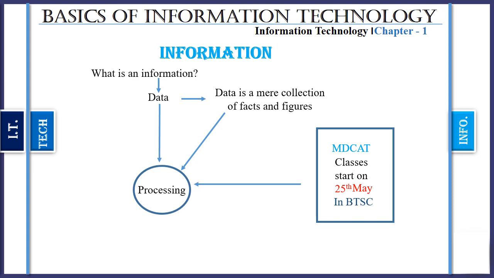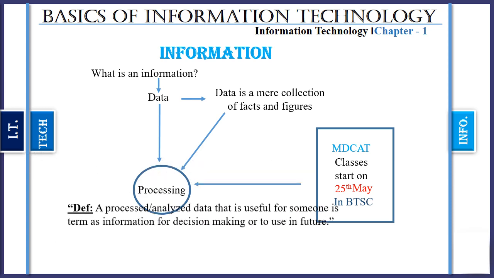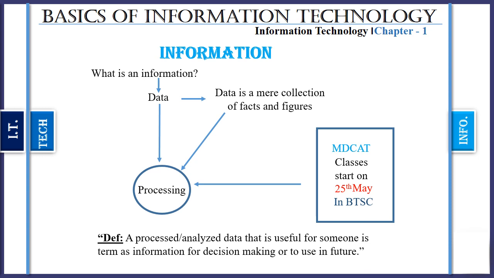Now I have a precise definition of information on the screen: processed, analyzed data that is useful for someone is termed as information, for decision making or to use in the future. So processed data which is useful for someone. Why? Because we are going to take a decision. Then it becomes information.